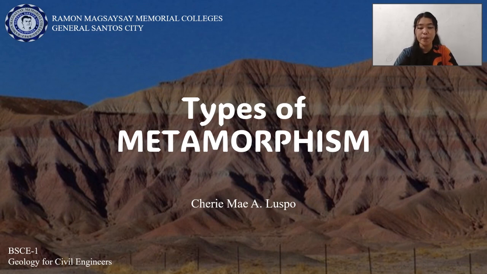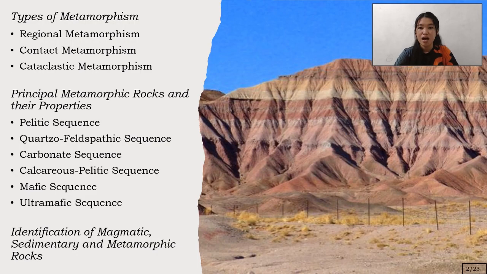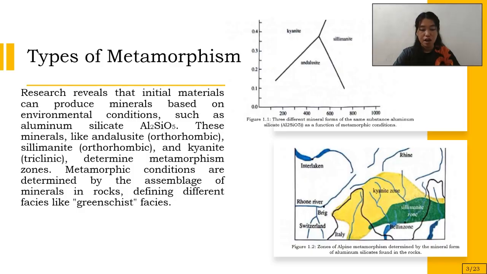So, today I am going to tackle a continuation of a topic, metamorphism. In this presentation, we will discuss the types of metamorphism, whereas the three types of metamorphism are regional, contact, and cataclastic metamorphism. Next is the principal metamorphic rocks and their properties, where we will be discussing the six sequences such as pelitic, quartzo-feldspathic, carbonate, calcareous pelitic, mafic, and ultramafic sequences. And lastly, identification of magmatic, sedimentary, and metamorphic rocks. So let's begin. Types of metamorphism.